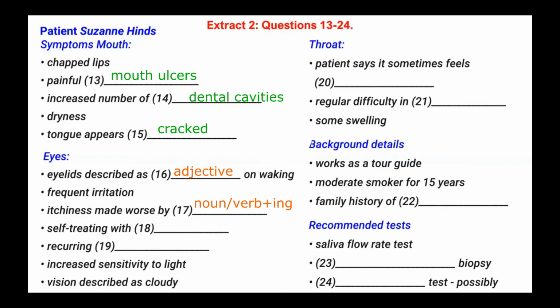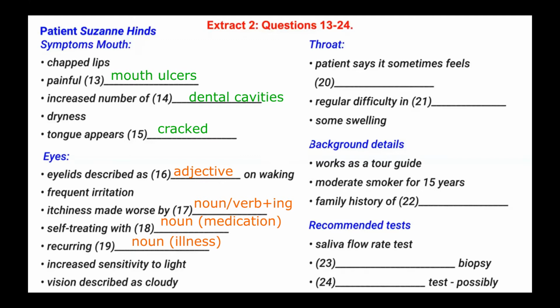Number 18, self-treating with blank would indicate that the patient is using some sort of medication. So the answer would be a noun, which is a medication. Number 19 is recurring blank. So this would also be a noun, and it will most likely be an illness because it recurs, it comes back. It goes and comes back. Now let's listen to the conversation.